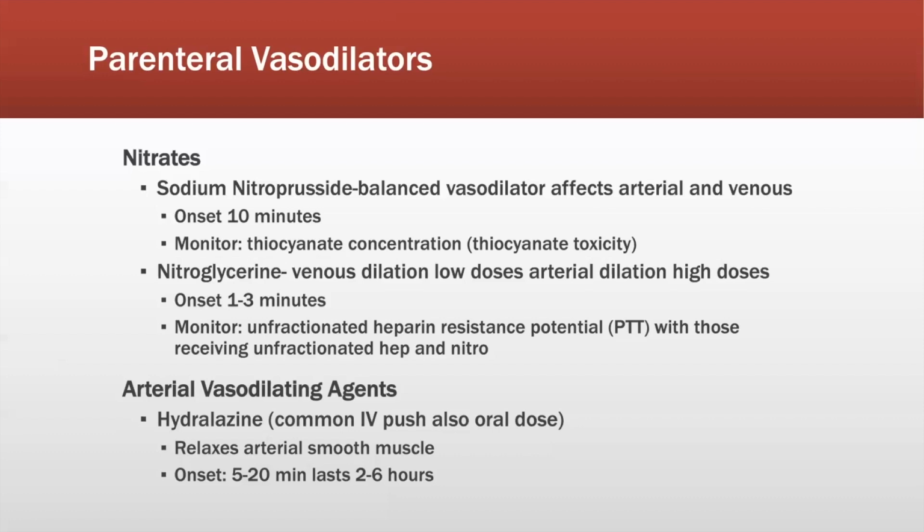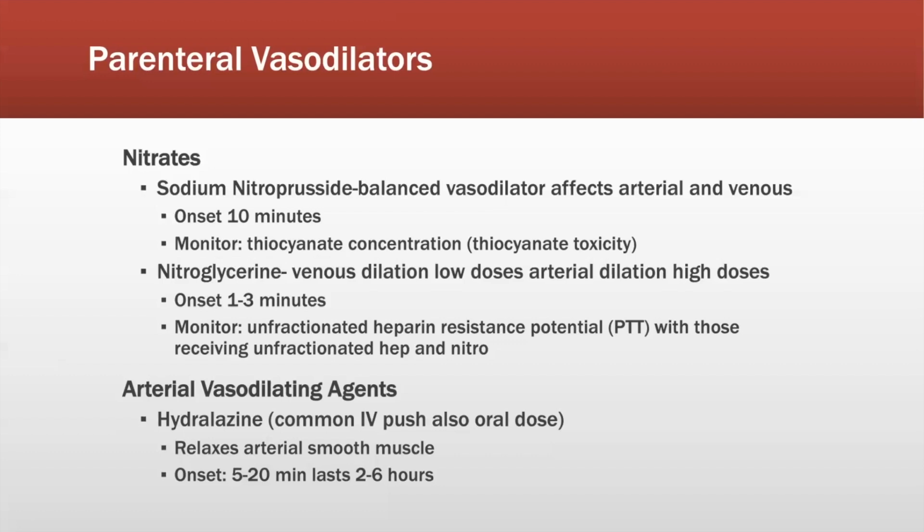Nitroglycerin is a venous dilator in low doses, but in high doses can dilate arteries. The onset for this is a little bit faster, ranging from 1 to 3 minutes. For this, we have to monitor for unfractionated heparin resistance potential by watching the PTT in those who are receiving unfractionated heparin and nitro together.